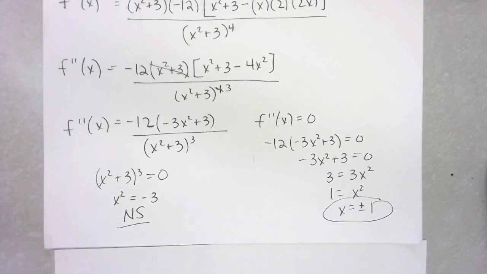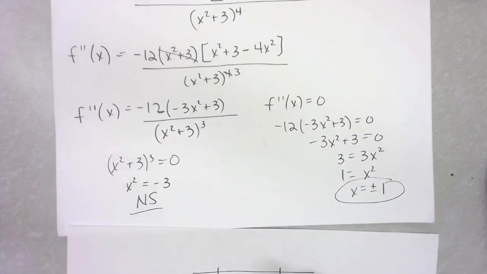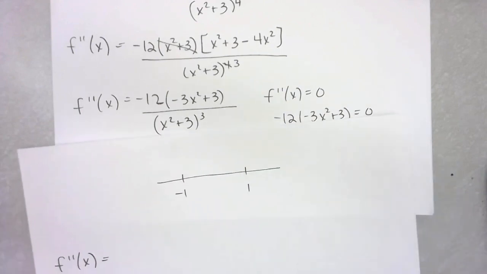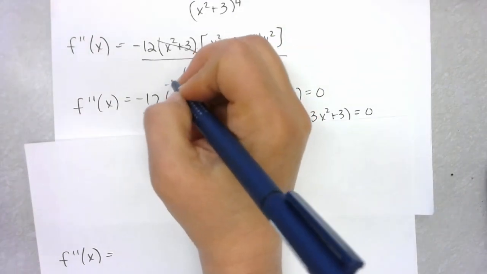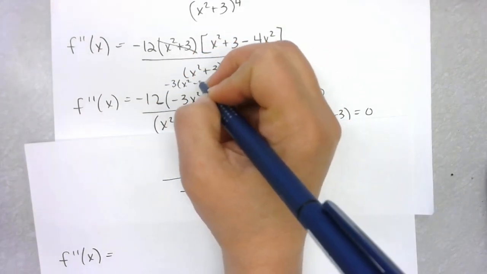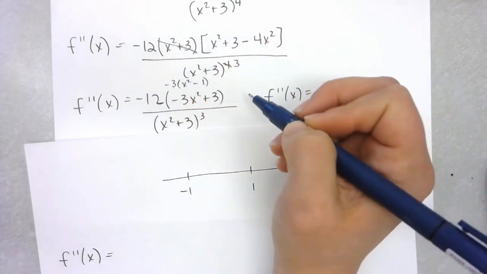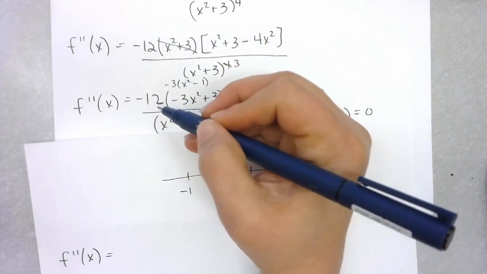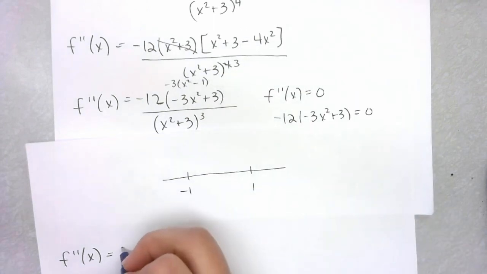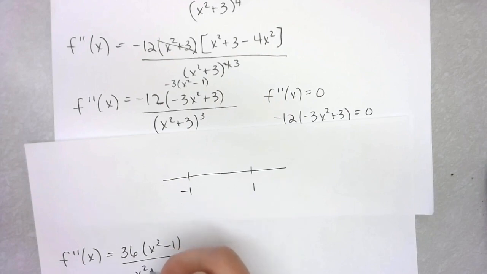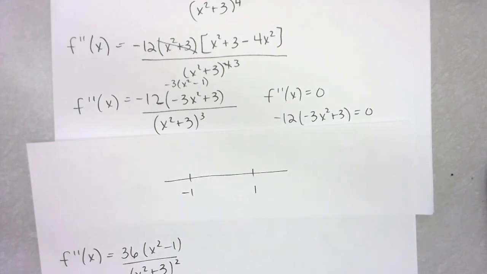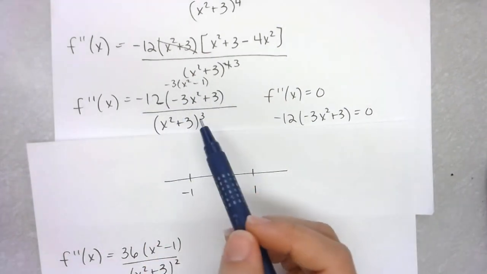Actually, let me write f double prime a different way, just to make it a little bit easier for us. If I factor out a negative 3 out of the top, I'm going to rewrite this as negative 3 times x squared minus 1. And now I can multiply the negative 12 times the negative 3. So my cleaned up version could be 36 times x squared minus 1 over x squared plus 3 quantity squared. This way I won't have to deal with quite so many negative signs. But if I do everything correctly, I could still go back and test it here.